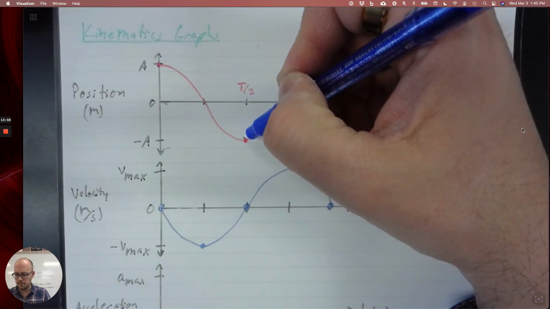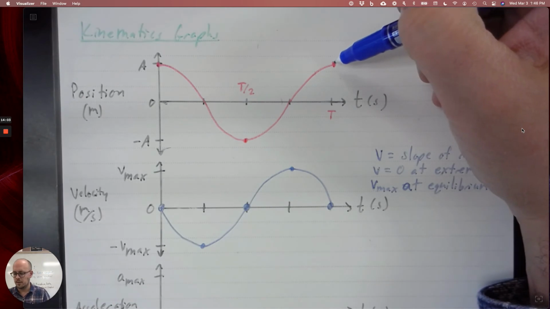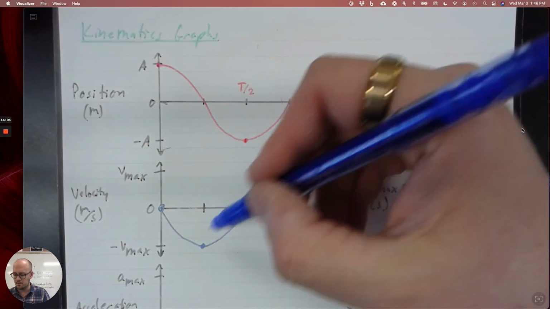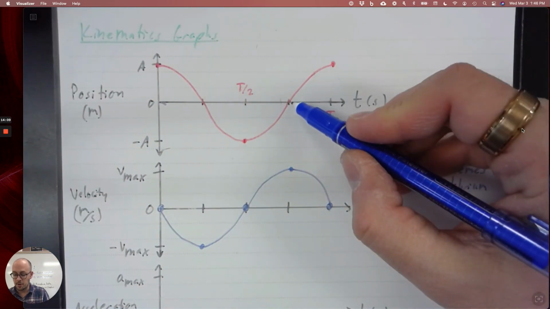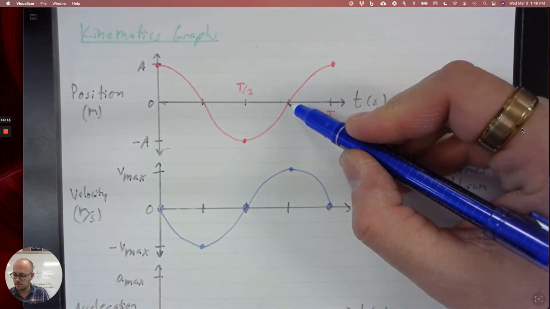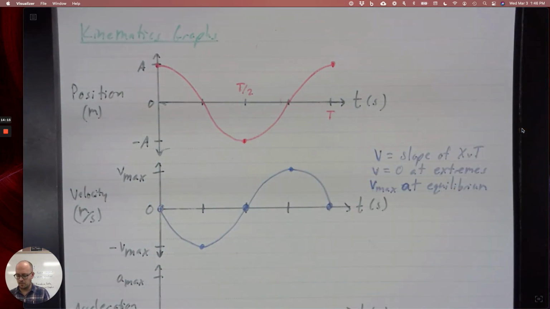These 3 points are essentially flat. They're like the top of a hill. And so those are the 3 zero velocity points. There, there, and there. The most positive velocity happens here, and that's the most positive velocity. And so there we are. So we have velocity from position.